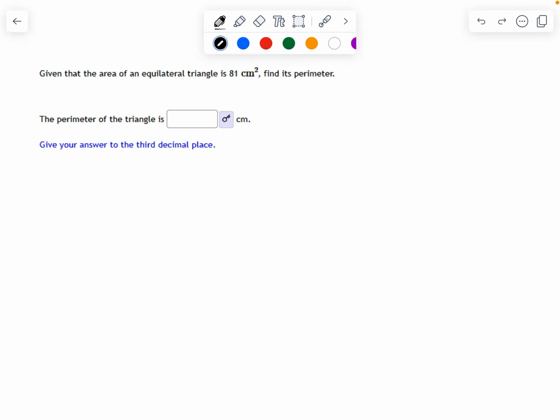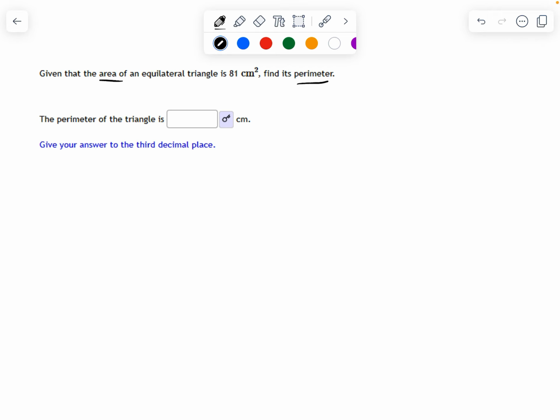Hello and welcome. So we are given that the area of an equilateral triangle is 81 centimeters squared. Find its perimeter. All right, so a couple of things. We have something talking about area, something talking about perimeter.